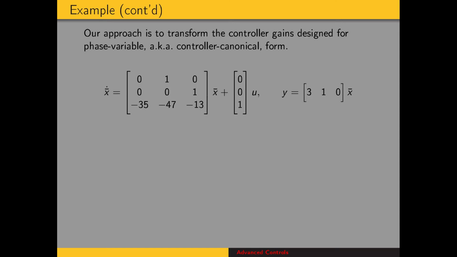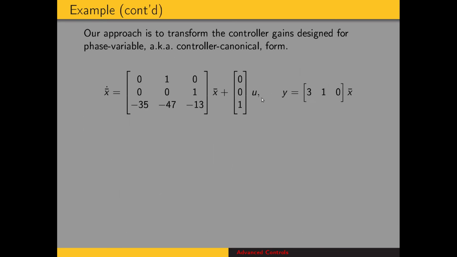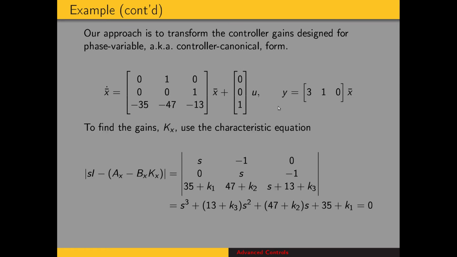As I said a second ago, our approach is to transform the controller gains designed for the phase variable, also known as controller canonical form. Here is that state space representation. This is a different state space representation for the same plant. Based on the transfer function given, we come up with the controller canonical form, or the phase variable form, and we're going to get the controller gains like we've done in previous videos for the pole placement method.